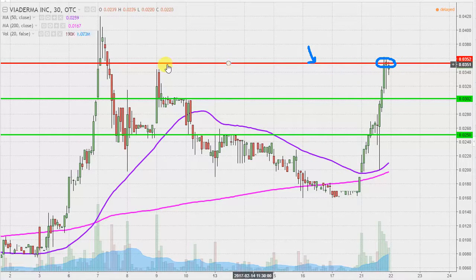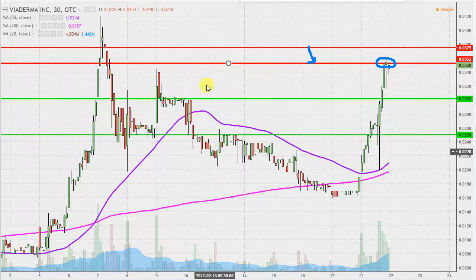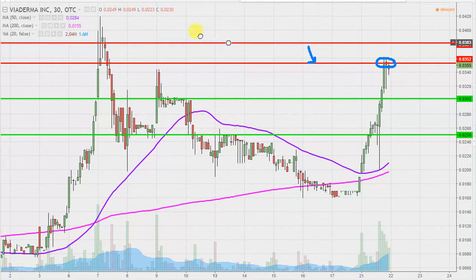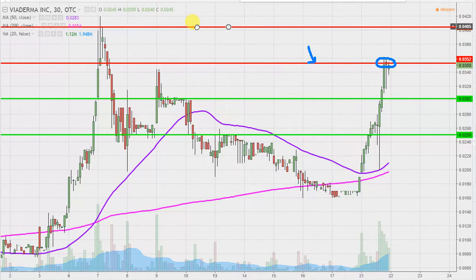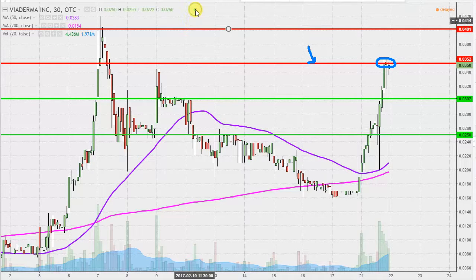But 0.035, as I talked about in the past, would be expected as a level of resistance, and it is indeed currently acting as a level of resistance. If the bulls can push through there, the next level to keep an eye on is up there at 0.04. So no doubt about it, very nice day today. Now it's just a question of, can the bulls build upon this momentum going forward? We shall see.